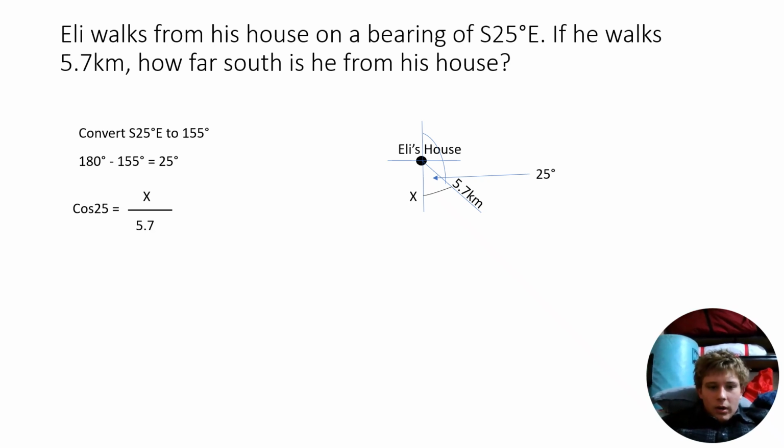So we're going to use cos, because the x is going to be our adjacent side here, and then the 5.7 is going to be our hypotenuse. So cos 25 will equal x on 5.7. 5.7 times cos 25 equals x. Then x equals 5.2 km rounded to 1 decimal place.